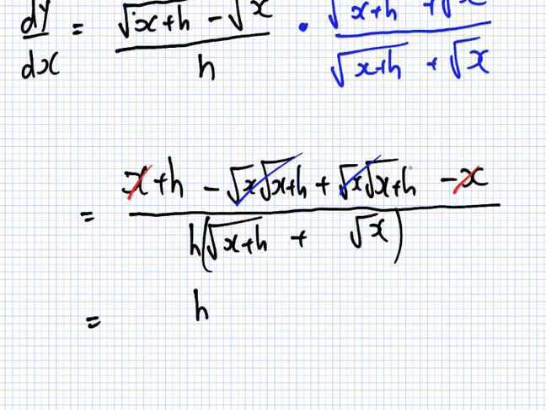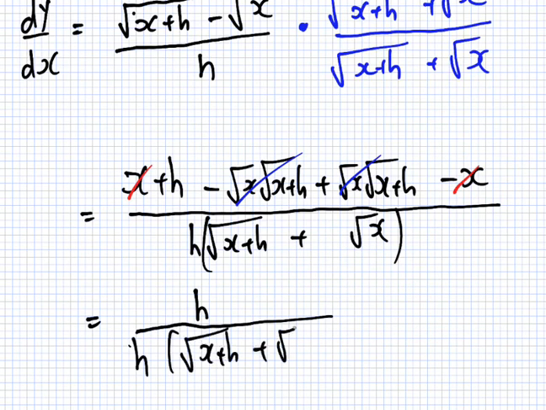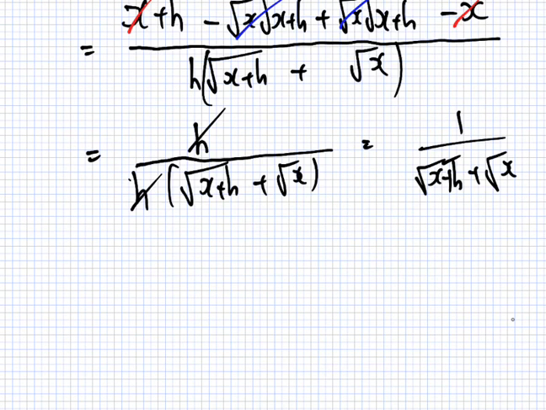I'm just going to wait until we're all listening. Yes? So we have h on the top, and then h bracket root x plus h plus root x. They cancel. And that leaves me with 1 over root x plus h plus root x. Okay. Now that I've fully simplified it, I should make the h go to 0.